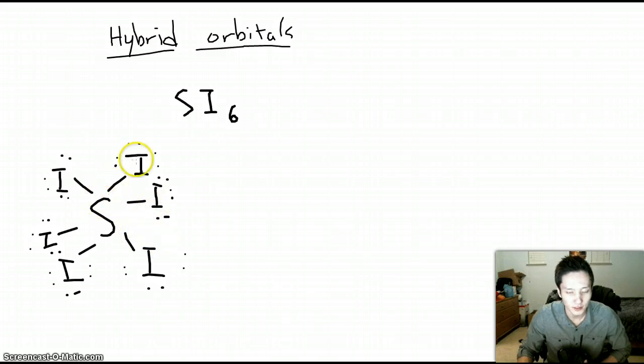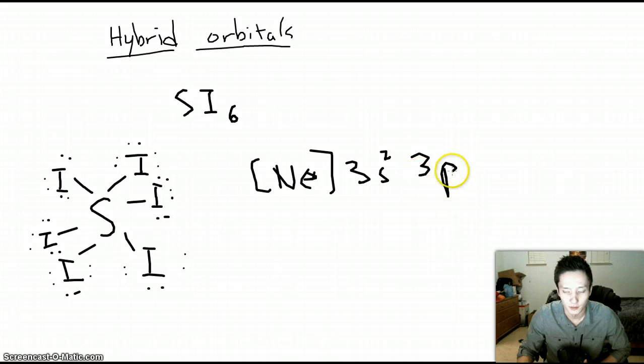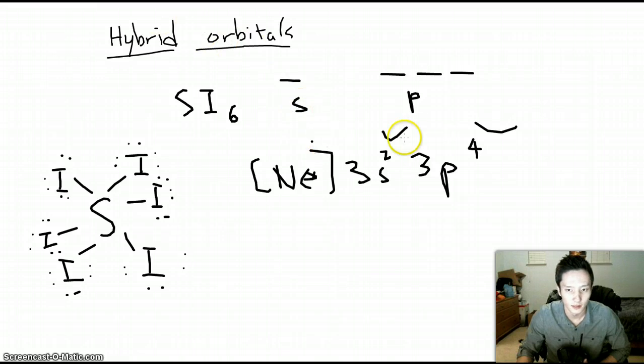We know that each of these bonds between sulfur and iodine are all the same, all 6 of them. Let's take a look at the electron configuration of sulfur. We have neon in brackets, 3s2 3p4, so 6 valence electrons. Now let's draw the orbital diagram, s and p. There are 6 valence electrons, 2 in s and 4 in p.